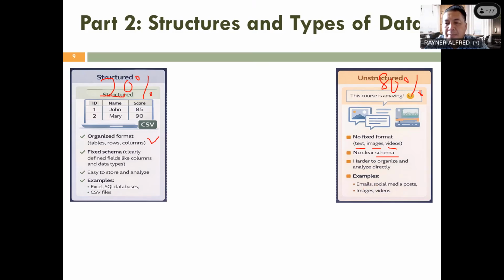Other examples are emails, social media posts, images, video. All of these carry a lot of information. So how do we harvest them? How do we collect them and then process them? That's another task area, which is what we call text mining.